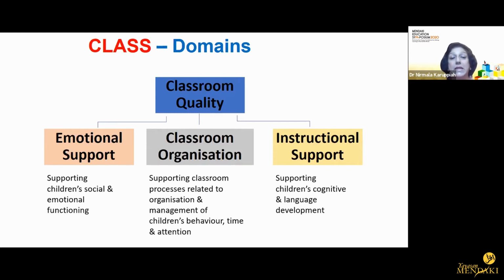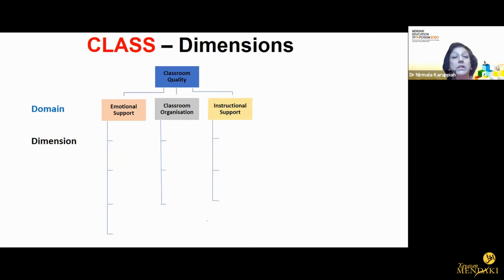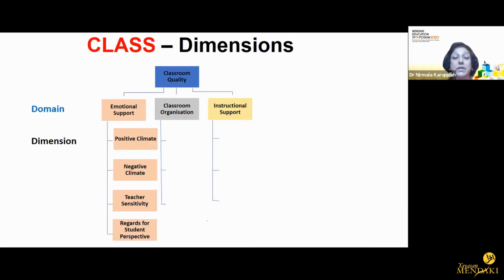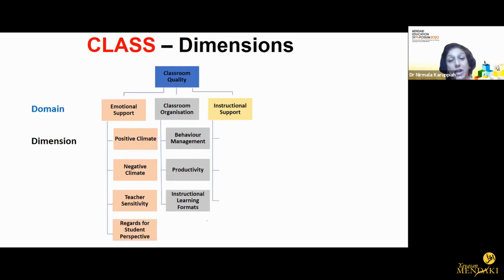So let us look at each one of them in greater depth. Under emotional support, you have dimensions such as positive climate, negative climate, teacher sensitivity, and finally, regard for student perspective. For classroom organization, the dimensions are behavior management, productivity, and instructional learning formats. As for instructional support, the dimensions are concept development, quality of feedback, and finally, language modeling. Let us look at what these dimensions mean.